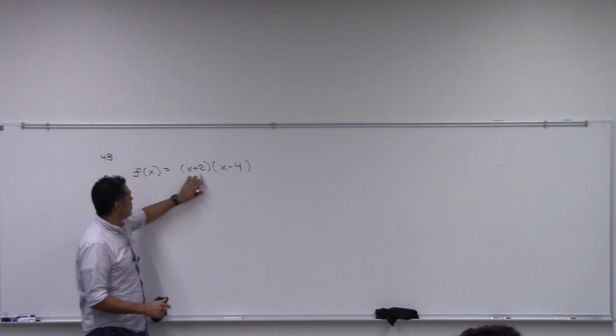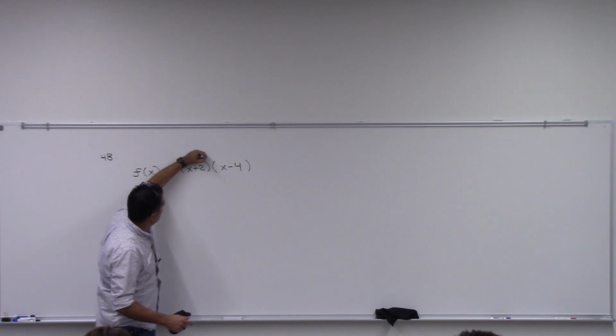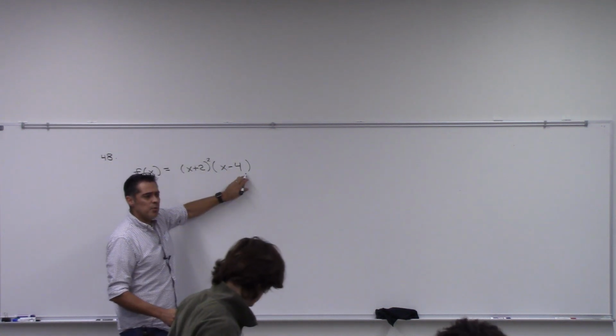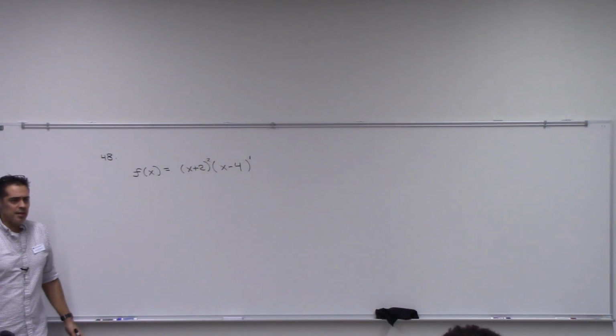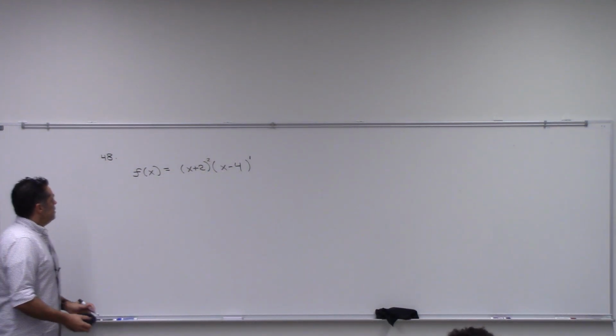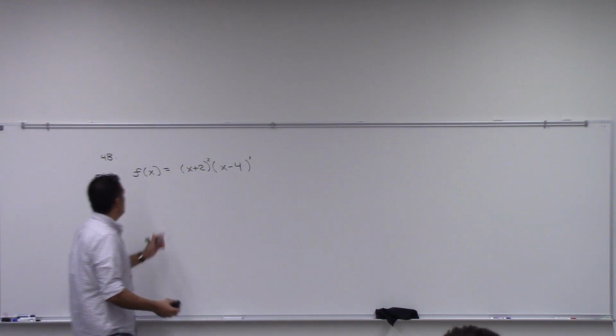But what should the multiplicity of this one be? 2. It says it right there. So I need to put a 2 here. And then the multiplicity on this one? 1. So I don't need the 1 there, but I put it so you can see it. Now, is this a degree 3? Yeah. This is degree 3.